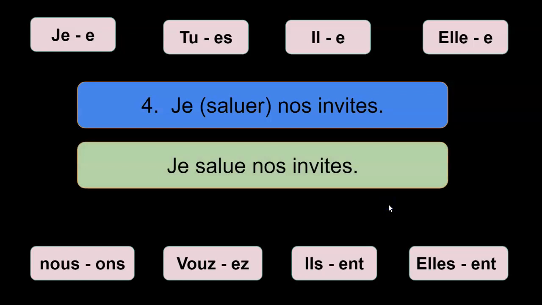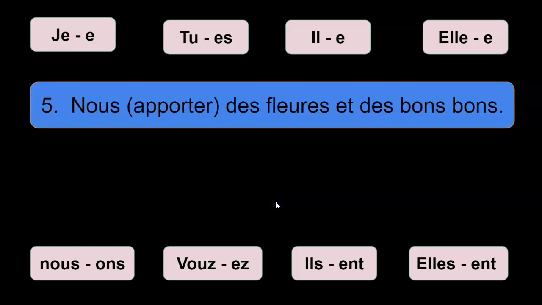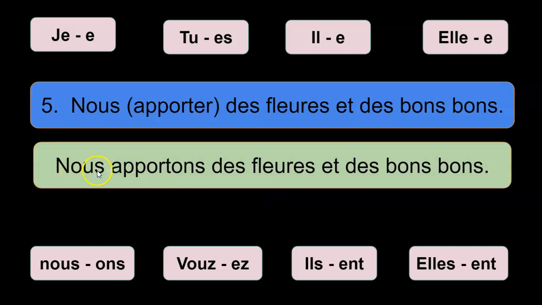Je saluais nos invités. Nous apportons, remember you have that little liaison there. Nous apportons des fleurs et des bonbons. We bring the flowers and the candies.